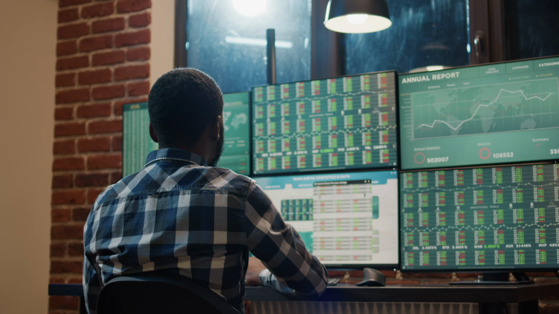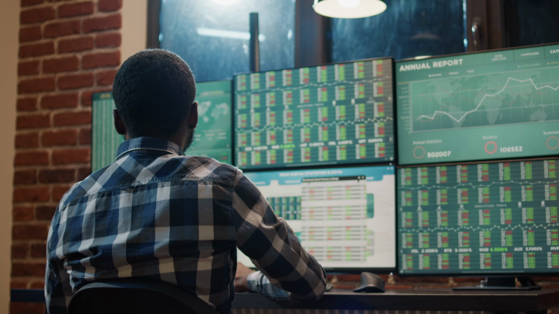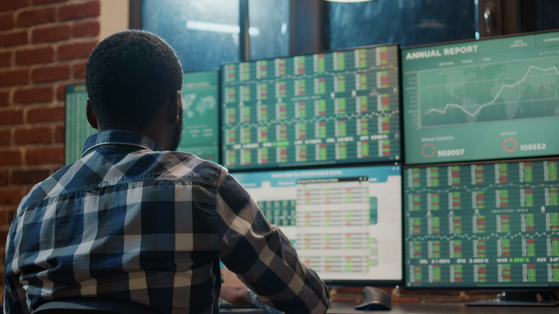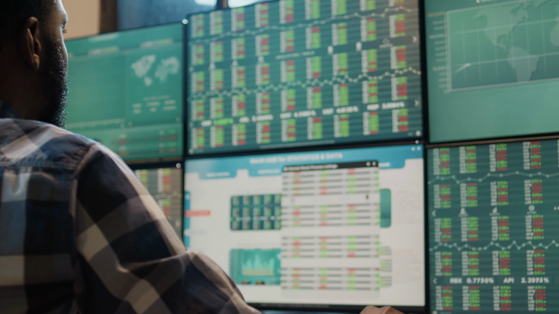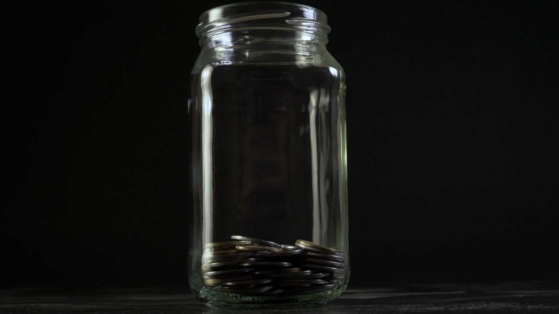Now, the dividend snowball effect can be a powerful tool for building wealth over time, and it's a strategy that can be used by anyone, regardless of their investment experience. So if you're looking for a way to make your money grow, consider starting your own dividend snowball.